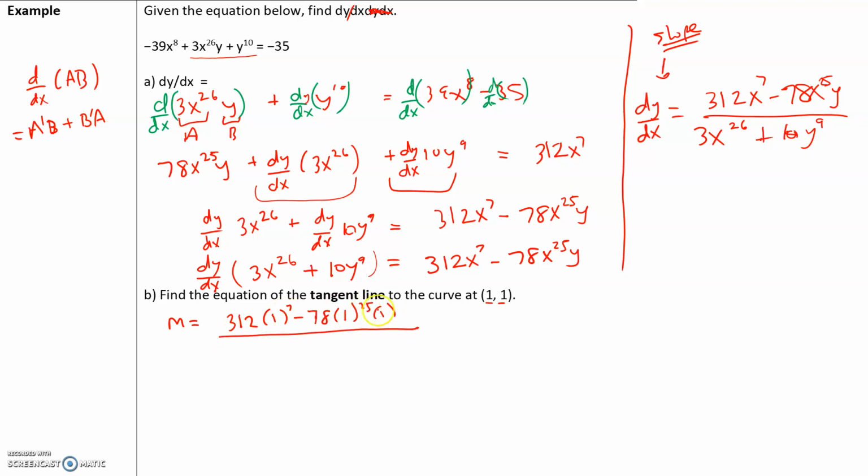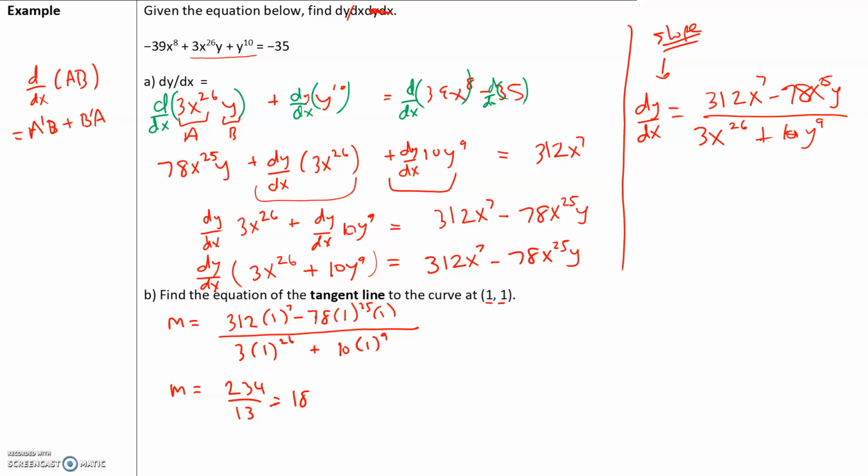Makes it kind of convenient because all of these are going to be 1s, divided by 3 times 1 to the 26th plus 10 times 1 to the 9th. So I simplify all of this, and my slope comes out to be 234 divided by 13, which equals 18.